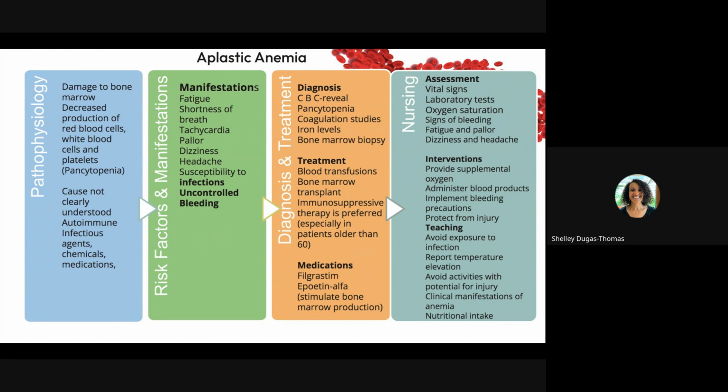Nursing interventions include providing supplemental oxygen, administering blood products, implementing bleeding precautions, and protecting from injury. Teaching is avoiding infection exposure in crowds and sick contacts, making sure that they get their flu and pneumonia vaccine, reporting fevers, avoiding trauma or injury, educating on early signs of anemia, infection, and bleeding, and maintaining adequate nutrition.